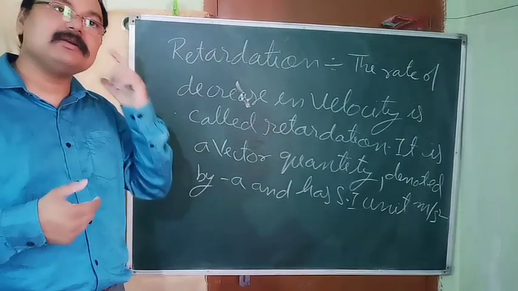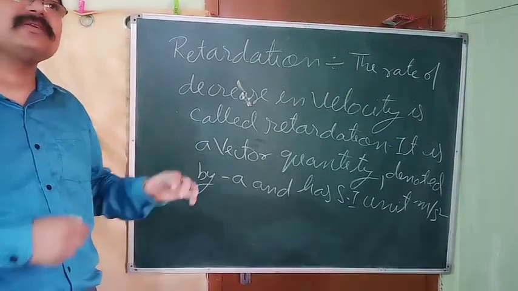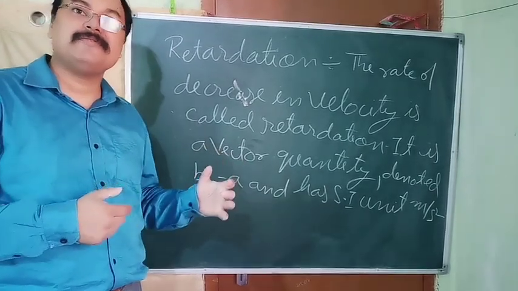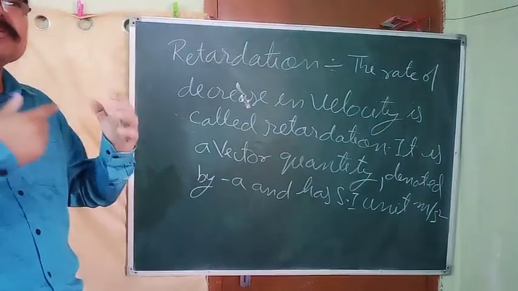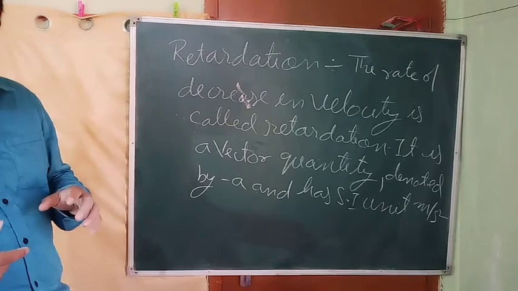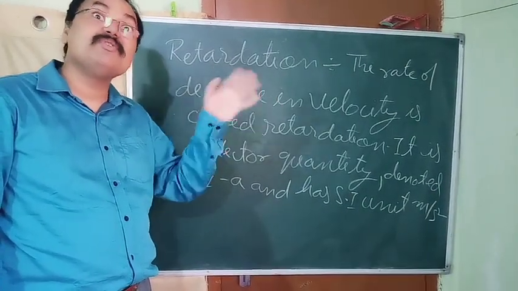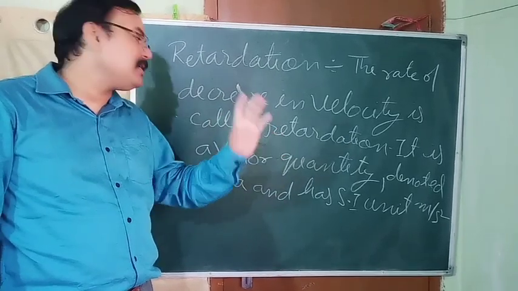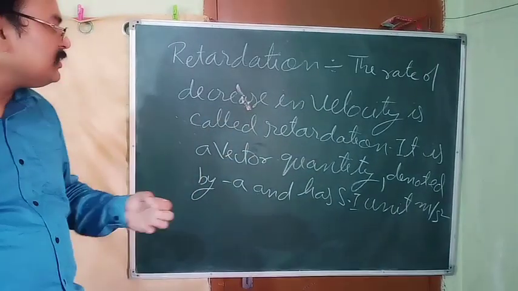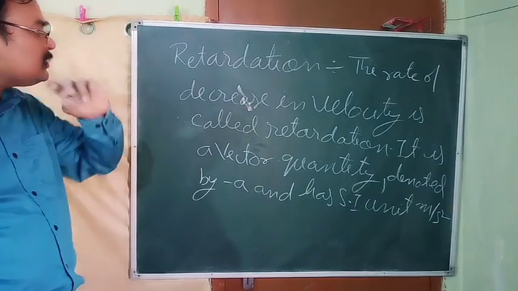After 6 seconds it became 70. After 7 seconds it became 65. So what you found, in every second how much is it decreasing? 5 meter per second. So it is decreasing 5 meter per second, once in each second. So 5 meter per second square. That is called retardation. So the rate of decrease in velocity is called retardation.